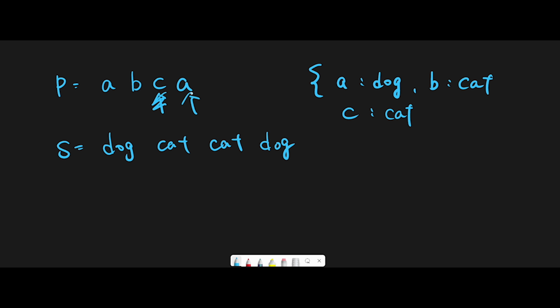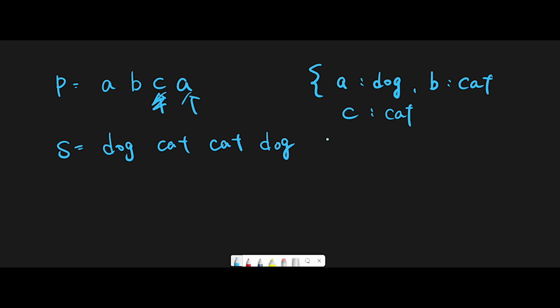So that's why next we found A and A linked to dog, and we have a dog. So that's why it looks good, and we should return true in this case. But actually, this is a false case. So how can we avoid this problem?